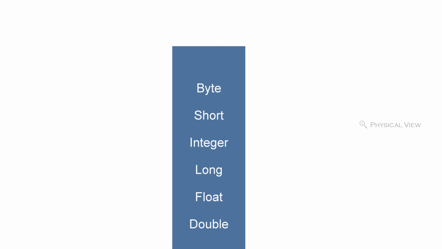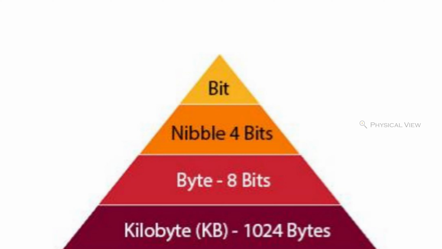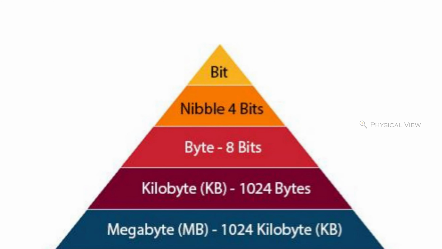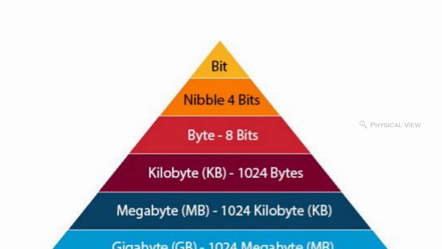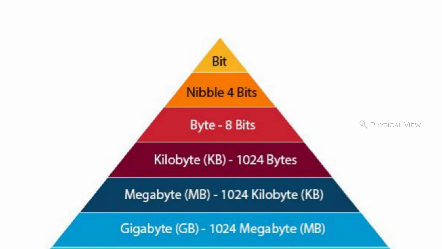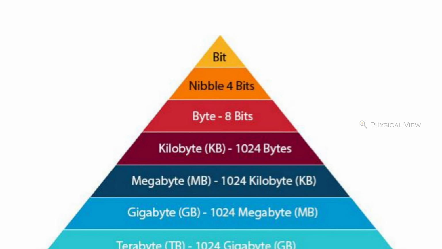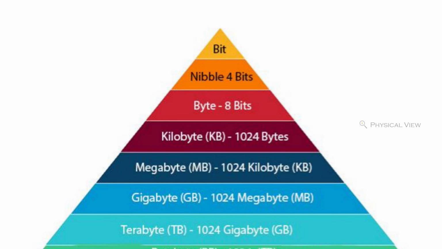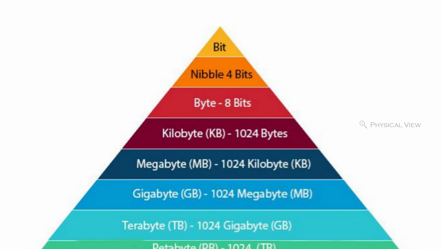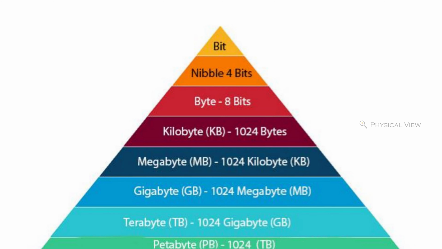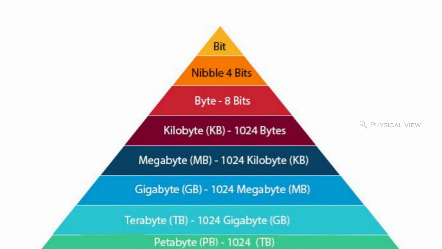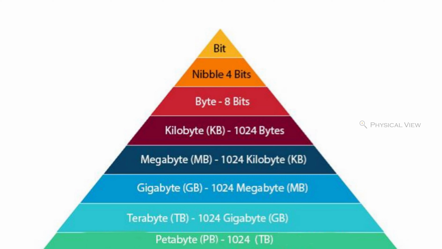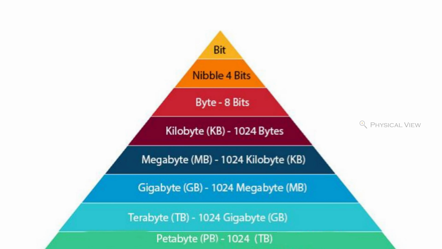Now, let's understand computer data units. 1 bit equals 1 binary digit, the smallest unit of data. 1 nibble equals 4 bits, and 1 byte equals 8 bits. 1 kilobyte, KB, equals 1024 bytes. 1 megabyte, MB, equals 1024 kilobytes. 1 gigabyte, GB, equals 1024 megabytes. 1 terabyte, TB, equals 1024 gigabytes. 1 petabyte, PB, equals 1024 terabytes, used mainly in heavy data storage systems like company servers.